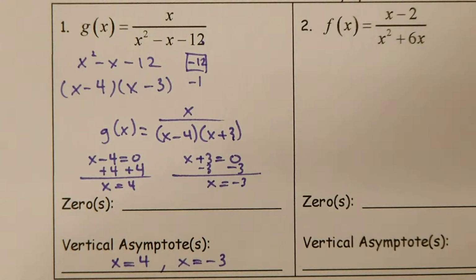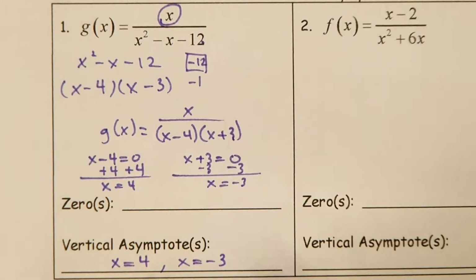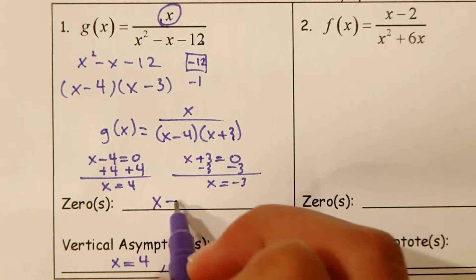Our zeros are going to be when the numerator equals 0. So this is very simple. We just have an x, so this is going to be when x equals 0.